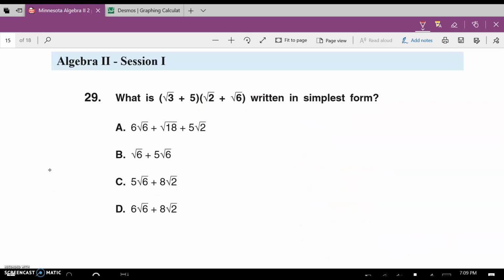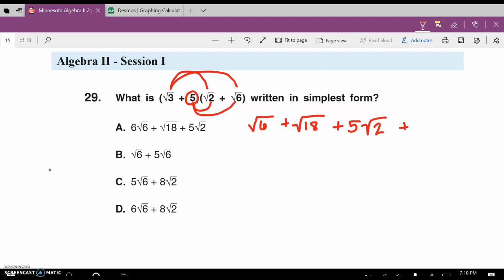All right, on 29, we're going to have to FOIL this out. So I've got square root of 3 times square root of 2, and 3 times 2 is 6. Got square root of 3 times square root of 6. 3 times 6 is 18. I've got 5 times square root of 2. Now, since this 5 is not under the radical, remember, I can't mix and match them. The 5 has to stay on the outside, and the 2 has to stay on the inside. And then the same thing here. Since the 5 is on the outside, it has to stay on the outside, and the 6 has to stay on the inside. I'm sorry, on the outside.